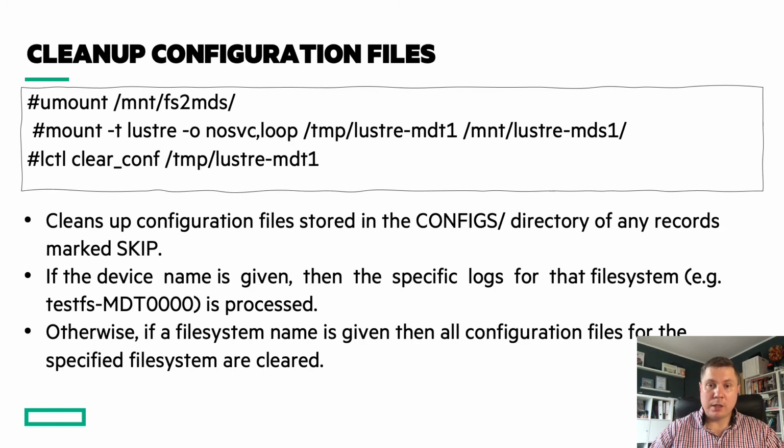There is a way to clean up a configuration file by excluding records that are marked as skip. It's quite a safe operation, executed on the MGS while all other targets are disconnected. It's called lctl clear_conf. It can clean exact target configuration files or configuration files of the entire file system.